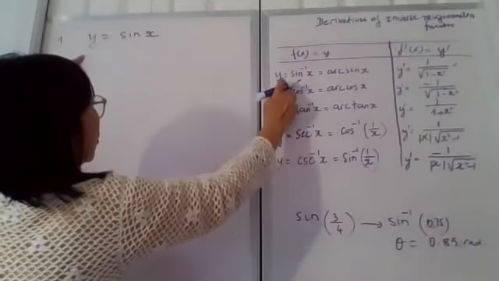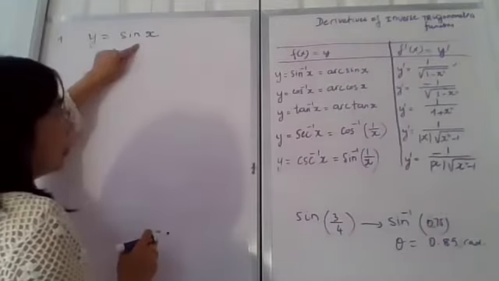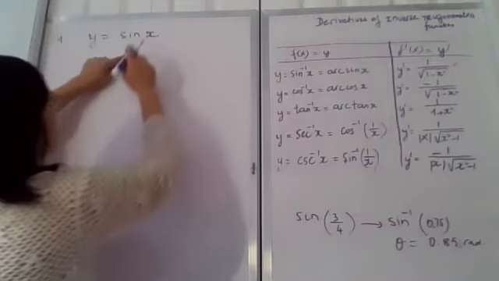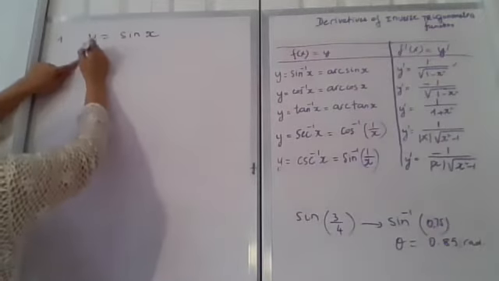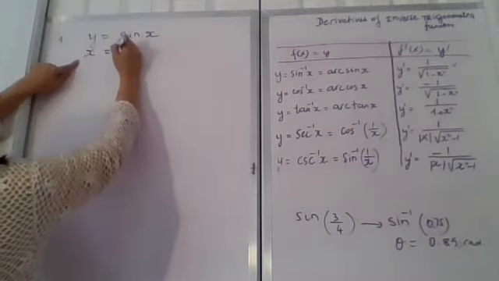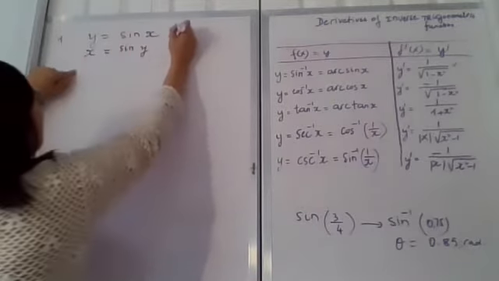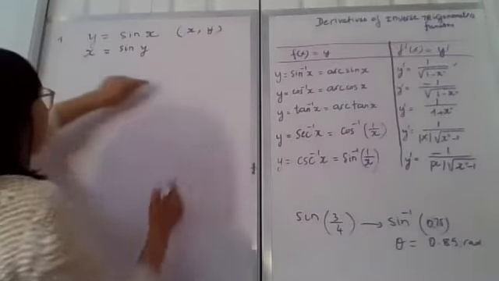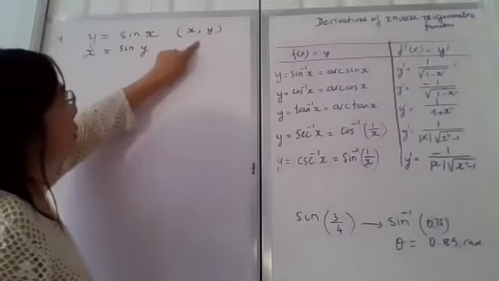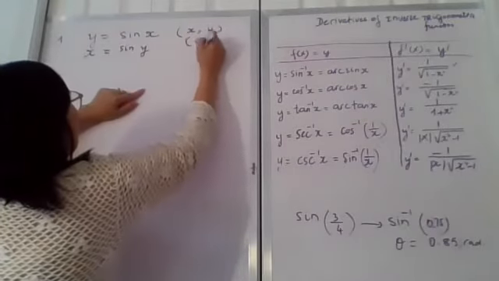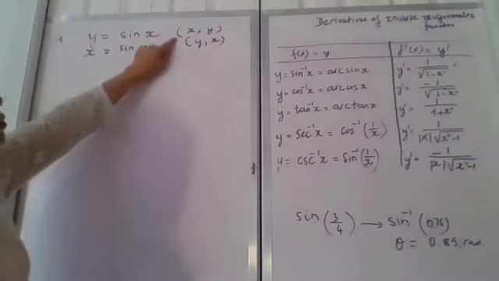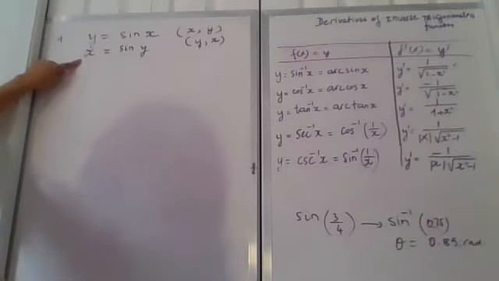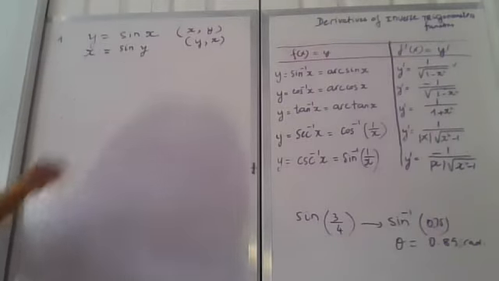But remember, now we want to talk about the inverse of this function, right? It's not this function, but the inverse of this function. So the inverse of this function will be x equals sine of y. You know that inverse means you interchange the coordinates, right? If the coordinate is x comma y, the inverse will become y comma x. So this is a similar idea. So y equals sine of x, its inverse will be x equals sine of y, right?